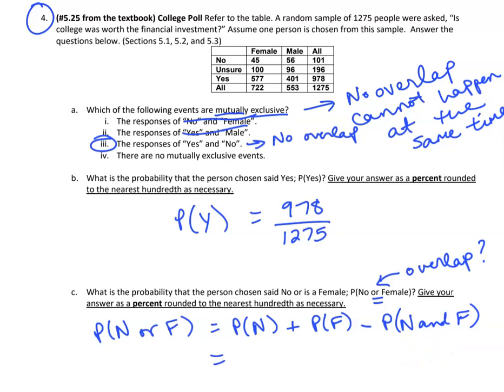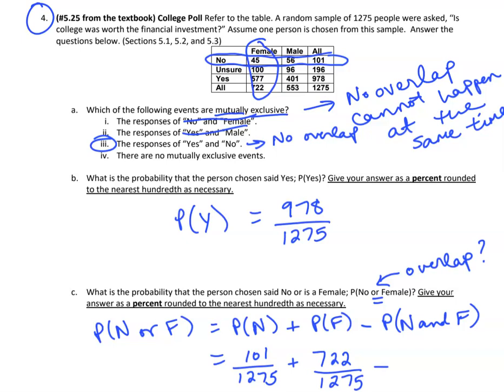So let's look at the chart. The people who said no would be this row right here. So it would be 101 out of the 1,275 total. Plus female, that would be this column right here. So that would be 722 out of 1,275.